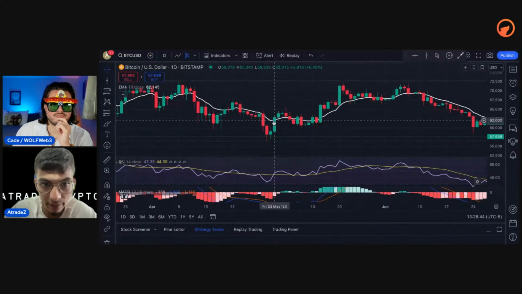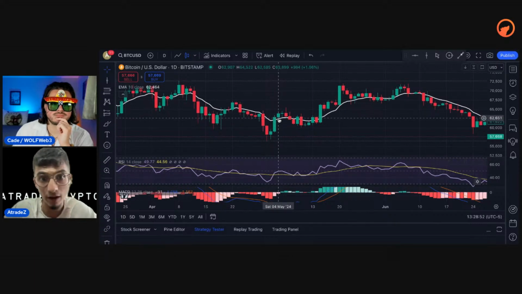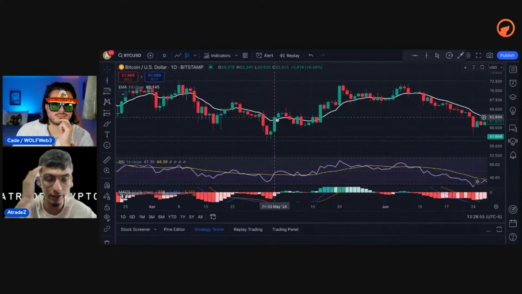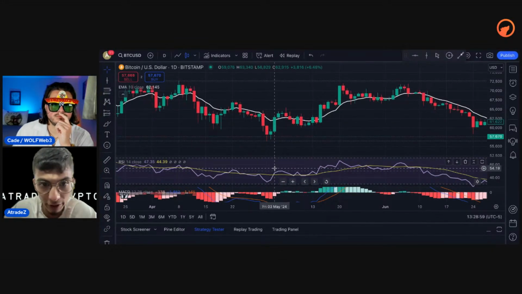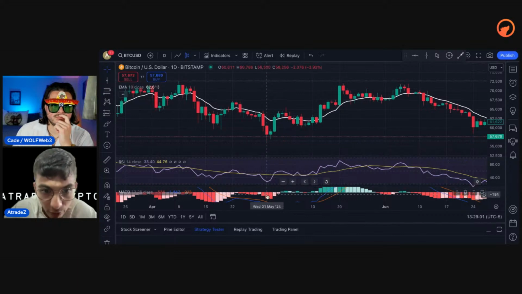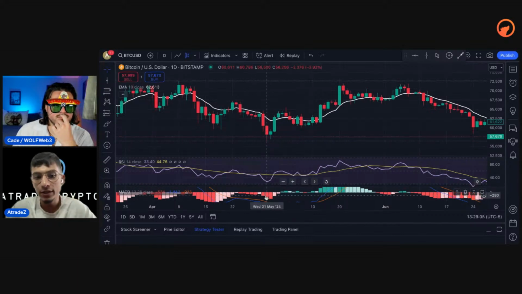So it crossed the 10 EMA right here, and on RSI levels, it would have been right at the signal line. So it would have been right here. It crossed, and the move crossed it as well on the 10 EMA, instantly telling me it's going to go on a nice little run. And then you look at MACD right here. Dark red on MACD, obviously not good. Big dark red bars, not good.